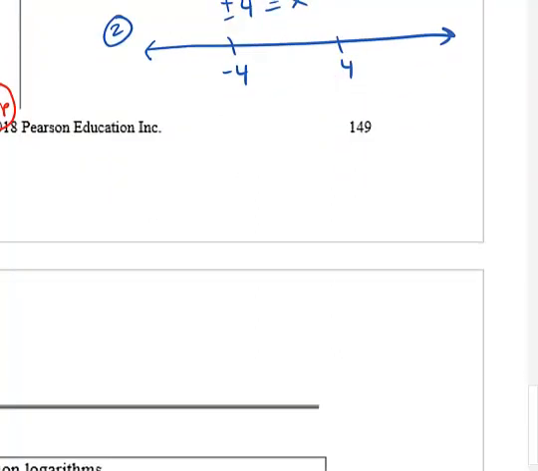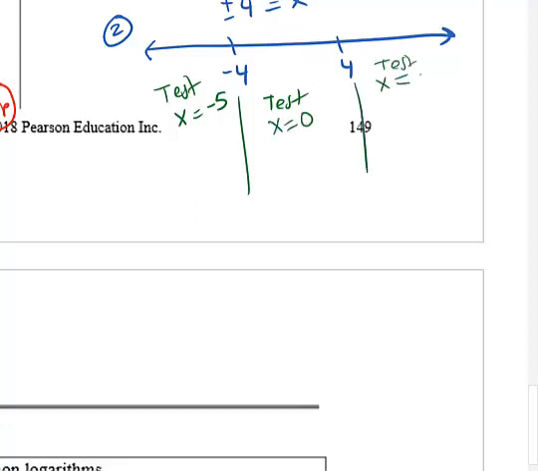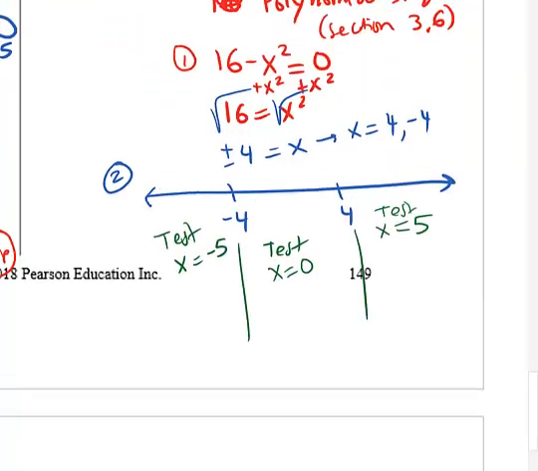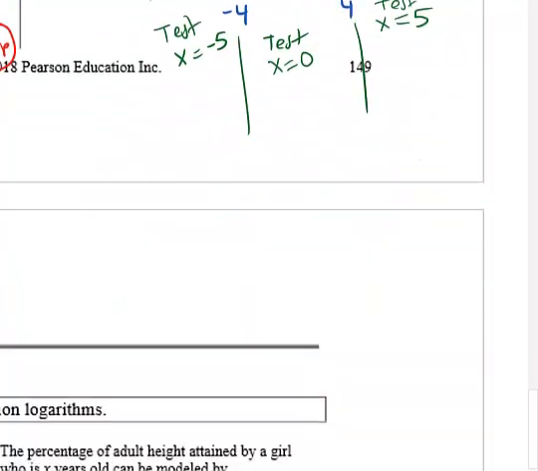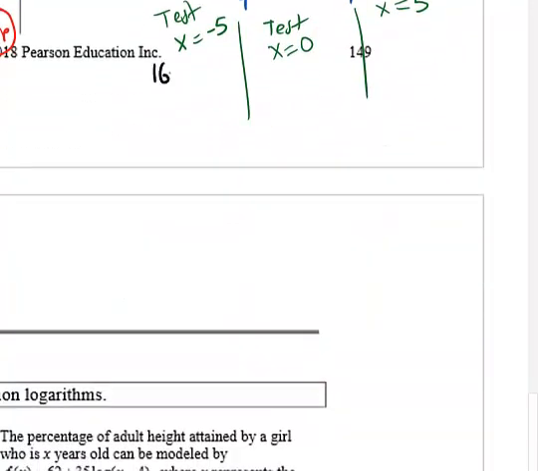So now I'm going to test something less than negative 4, how about negative 5? Something between negative 4 and 4, how about 0? And something larger than 4, I'll say 5. We're supposed to test it in the original inequality, 16 minus x squared is greater than 0. I'm going to plug it in there.